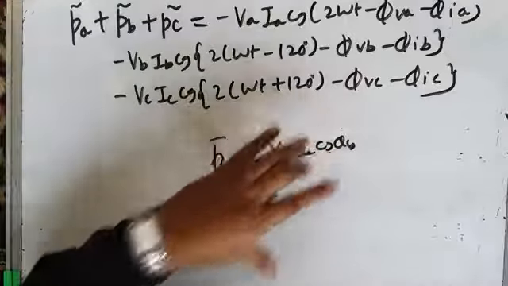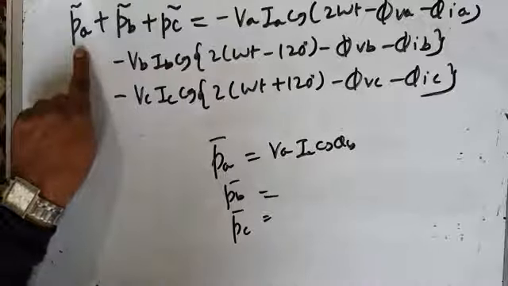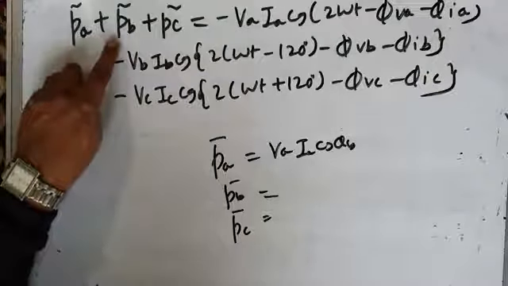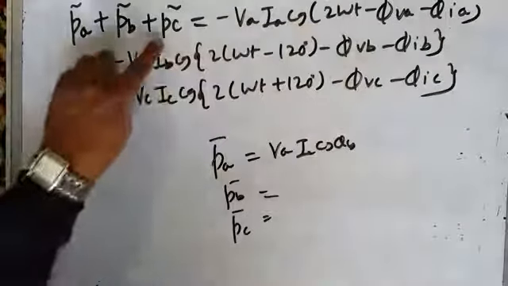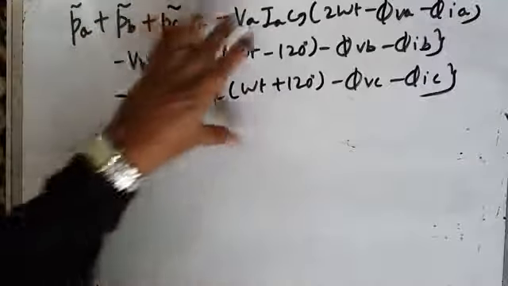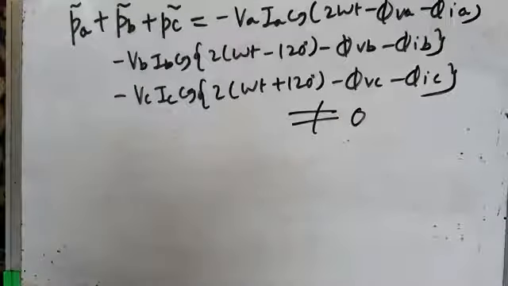And in addition to these constant terms, you have oscillating terms also. Oscillating term in phase A power is this, and the instantaneous power in phase B has this oscillating term, and instantaneous power in phase C has this oscillating term. If you add up these, they will not add up to 0. It will not be equal to 0. So therefore, it's a very important relation.